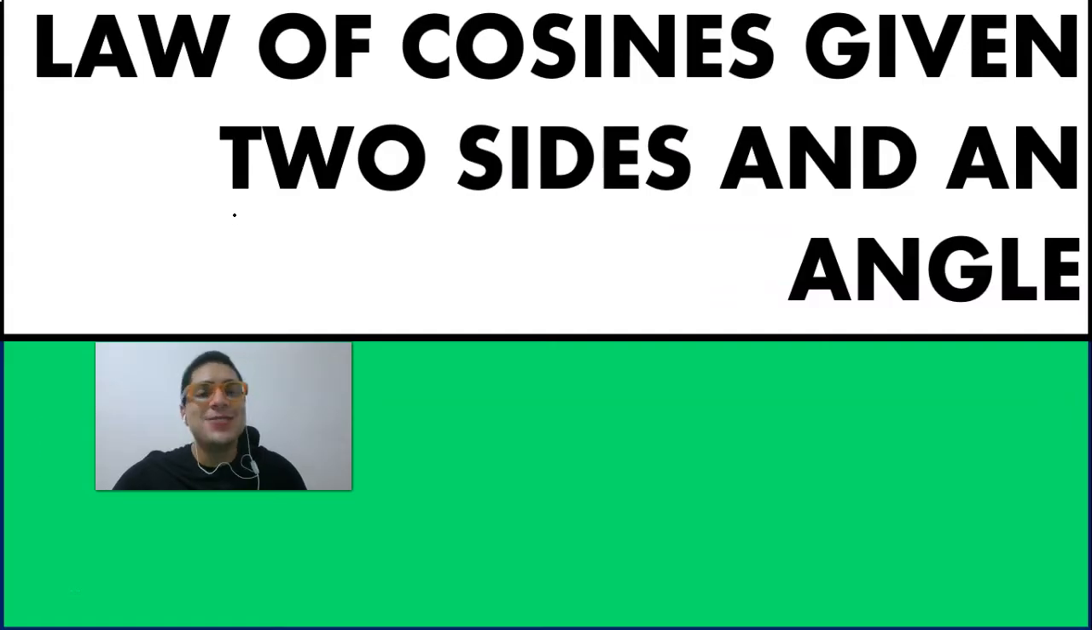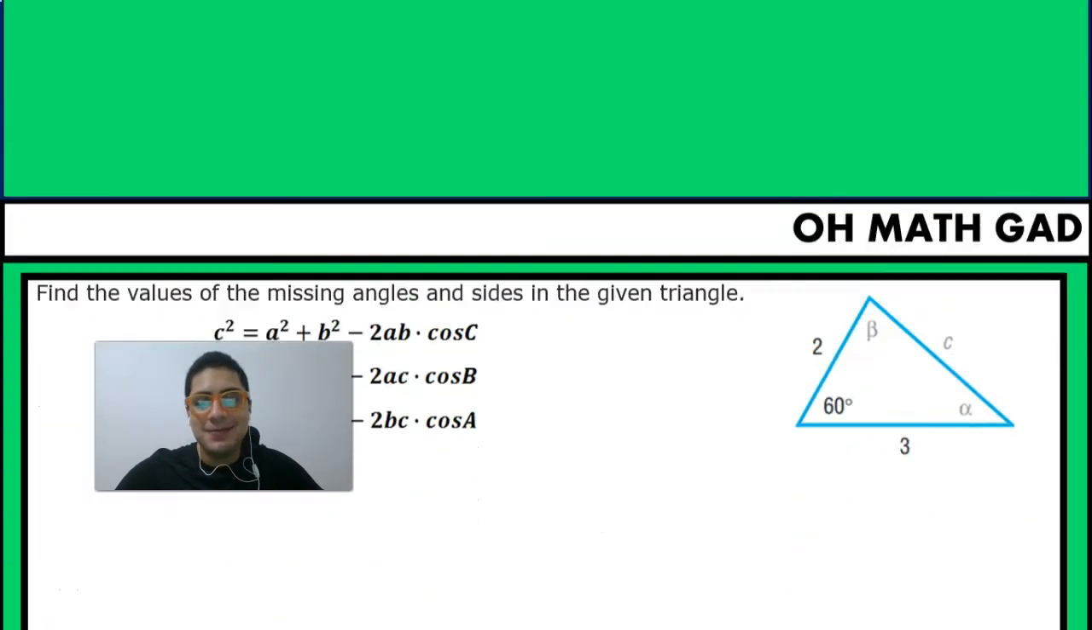Guys, welcome to today's video in which we're going to be studying and solving problems involving the law of cosines. In today's video, we're going to be tackling a problem in which they give us a situation of a triangle and they already give us two sides and one angle. But in this case, we're going to be using the law of cosines. So let's take a look.